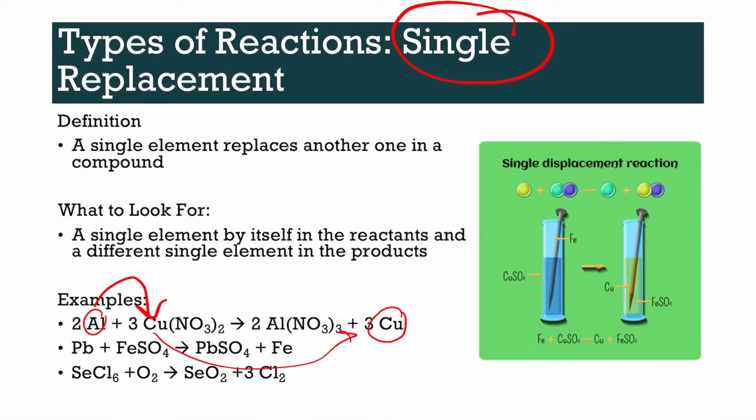copper goes by itself. In the next example, lead is by itself, Fe is by itself. You always have something, an element by itself. Last example, O2 is by itself, and chlorine 2 is by itself. If it's one specific element by itself, that is a single replacement reaction. So something single in the beginning, something single at the end. Somebody is always third wheeling here.